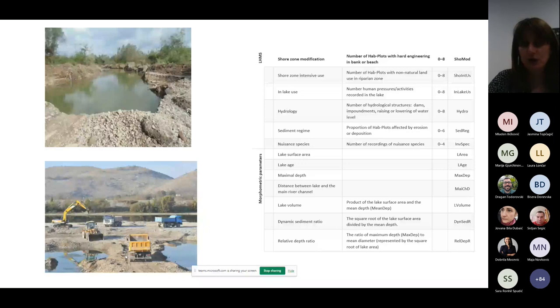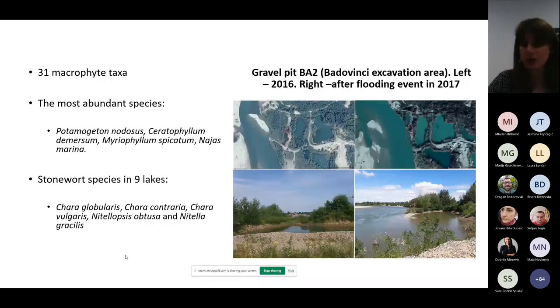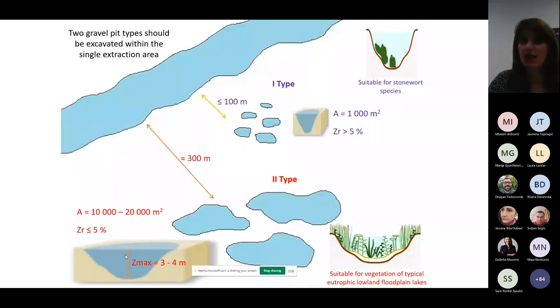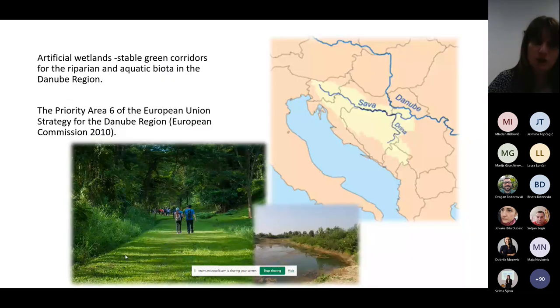So we should always think about these newly formed habitats as alternative ones, because there is a fact that eutrophication, cultural eutrophication, which I mentioned previously, is destroying natural lakes, ponds, and even canals and rivers in the region. So these alternative, newly formed habitats are very important for maintaining biodiversity in the region.